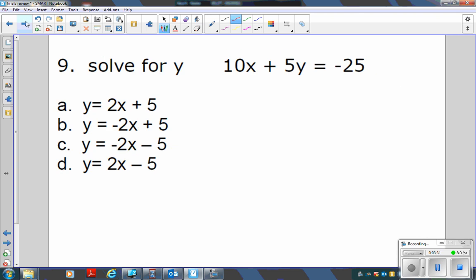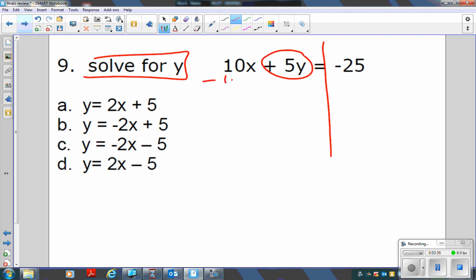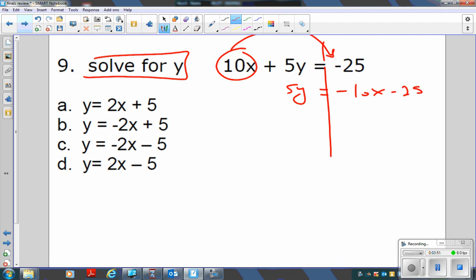Number 9, they want you to solve for Y, which means you want to get the Y by itself. In order to do that, you subtract 10x from both sides. But I'd rather just circle it and draw an arrow, take it this way. So now I have 5y. It's negative 10x minus 25. Remember to change it from positive to negative if it crosses that line, and divide everybody by 5.